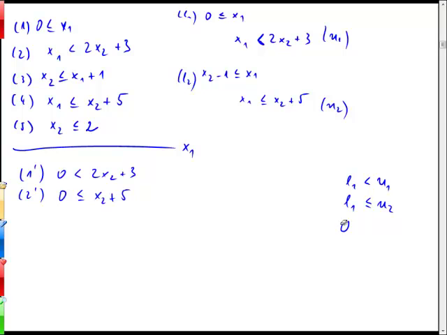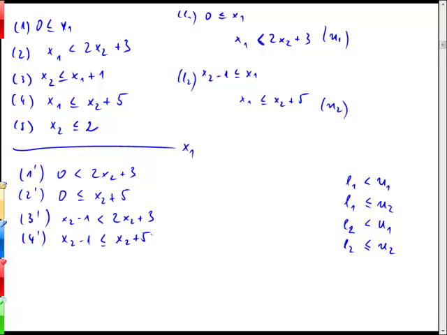Then I have the second lower bound with the first upper bound. Strict means x2 minus 1 is less than 2x2 plus 3. And the last combination is the second lower bound with the second upper bound. This is non-strict and states that x2 minus 1 is less or equal x2 plus 5.